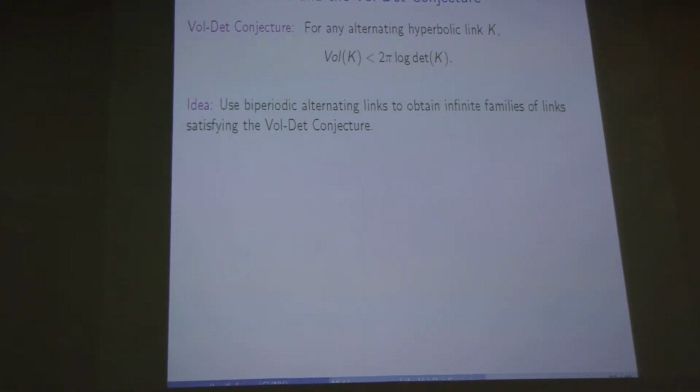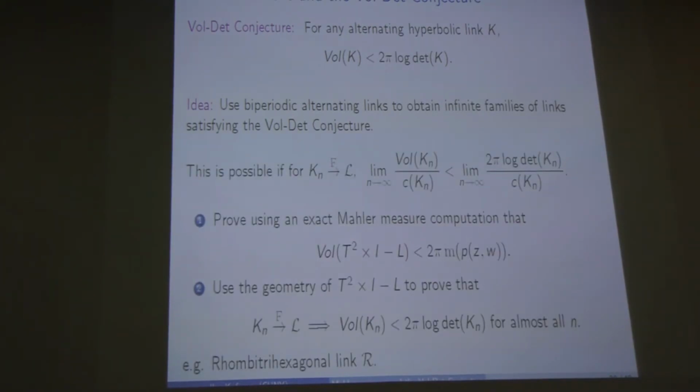So this is where you make lemonade out of lemons, right? If we know the Vol-Det conjecture is an inequality, the idea is to use the biperiodic alternating links to obtain infinite families of links that satisfy the Vol-Det conjecture. Okay? And this is possible if the limit of the volume densities is strictly less than the limit of the determinant densities. And so the idea is a 2-step argument.